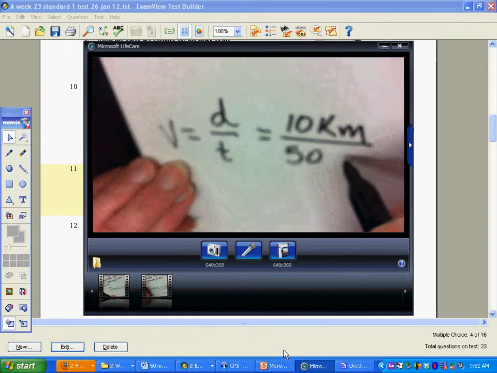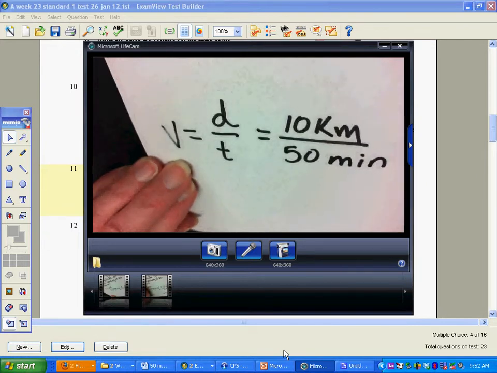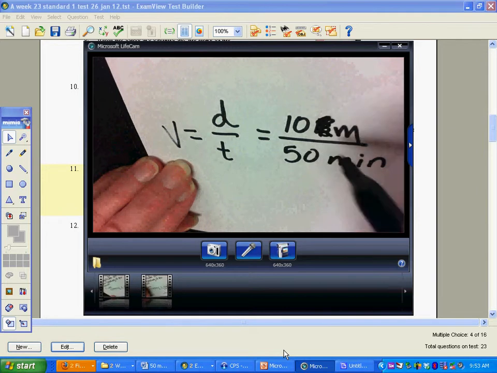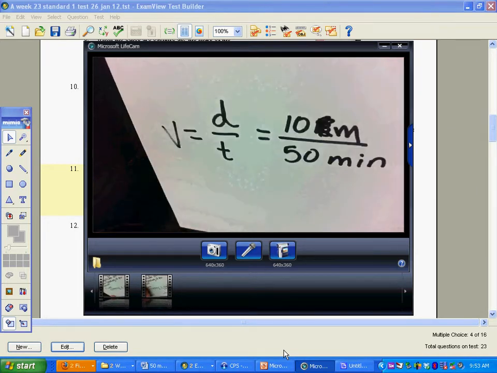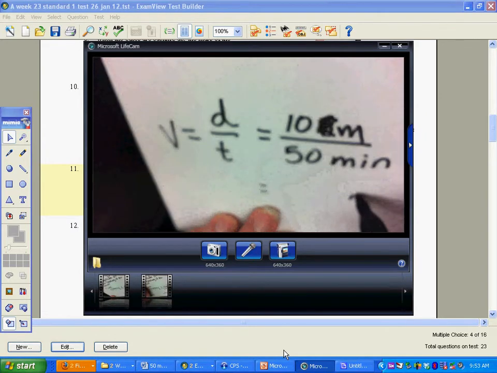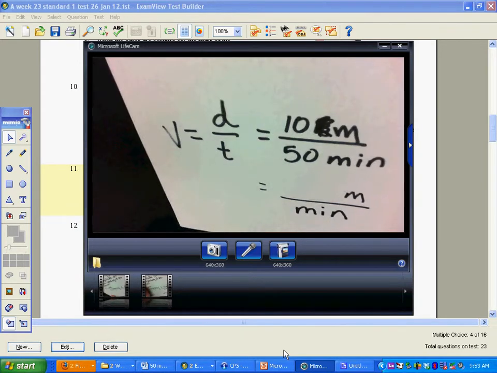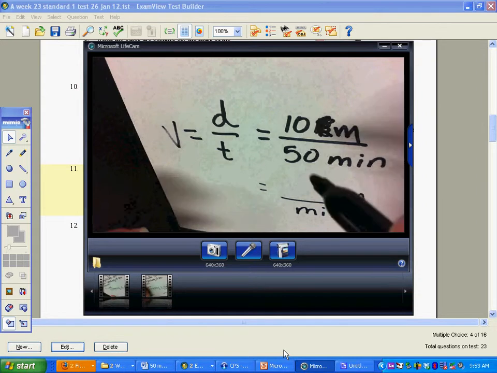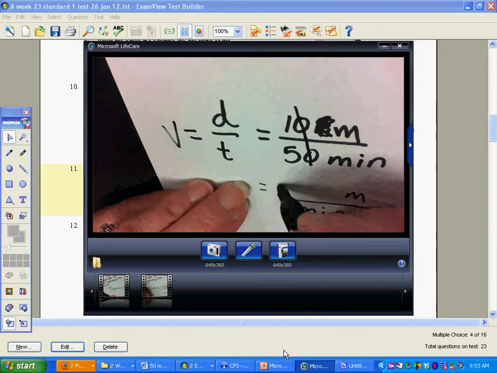$50 seconds? Minutes. Okay. What's my... Meters? Okay, was that what I said? Okay. Now, what are my units that I end up with? Meters per minute. Is that a correct unit for velocity? Yes, it is. Okay, what's 1/5? Okay, 0.2.